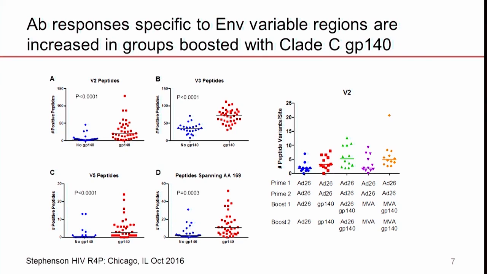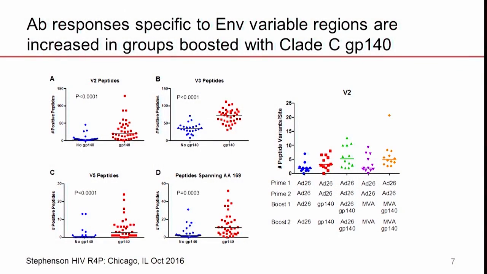So then I also did an analysis I presented in Chicago looking at the binding of antibodies to linear peptides. And in particular, I was interested in whether there was more binding to the variable regions in the groups that got GP140 versus the ones that didn't. So in the animals that did not get GP140, I found they had almost no detectable binding to V2 peptides at all. And it was only the animals that got the GP140 boost that bound, in some cases, up to 50 or 100 different V2 peptides.